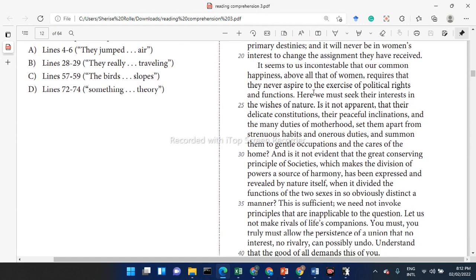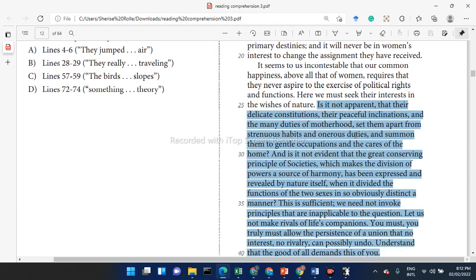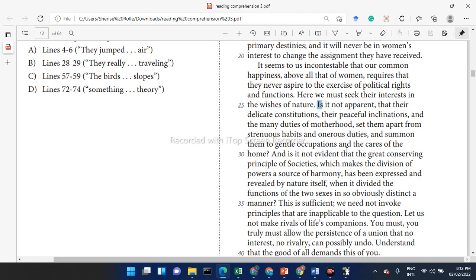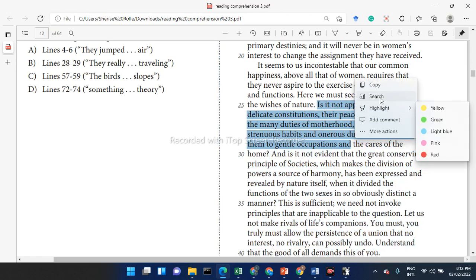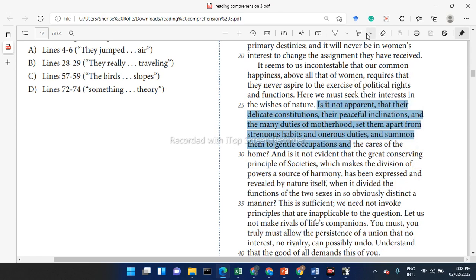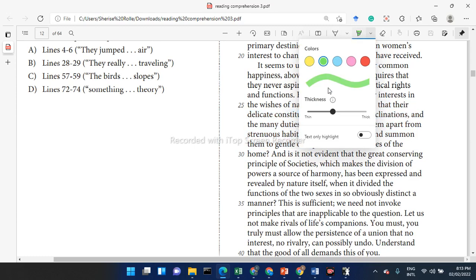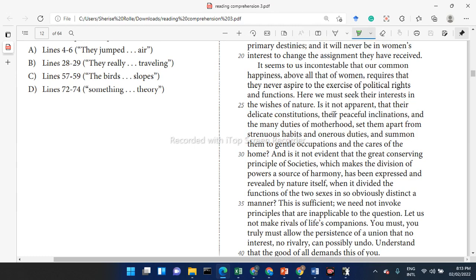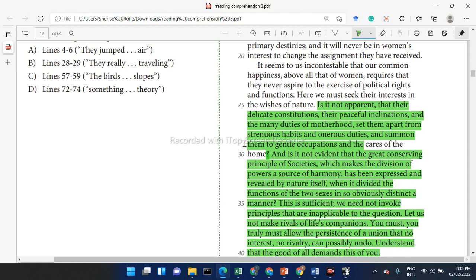He's saying, listen, I love how he decided to be a man to write this. He said, let me highlight this. So he said, is it not apparent that their delicate constitutions, their peaceful inclinations, and the many duties of motherhood set them apart from strenuous habits and onerous duties, and summon them to gentle occupations and cares of the home? My man, I love that.